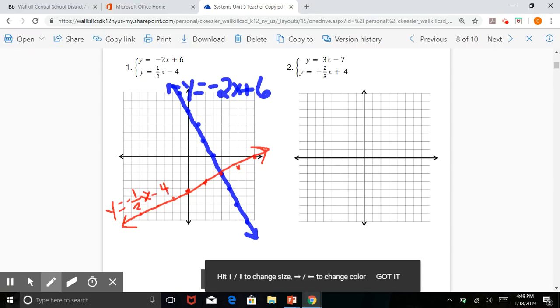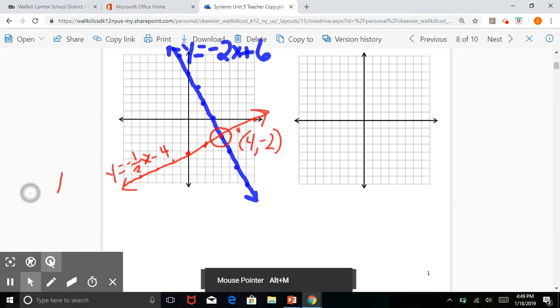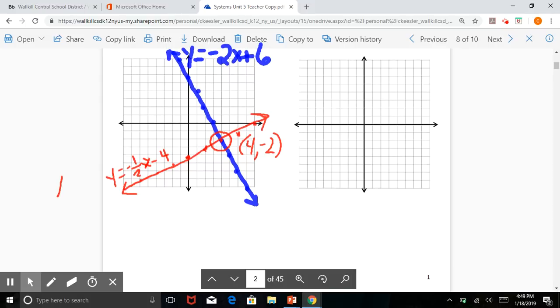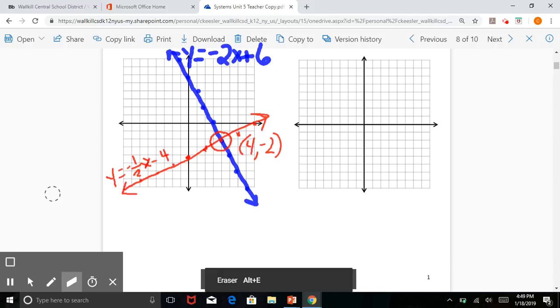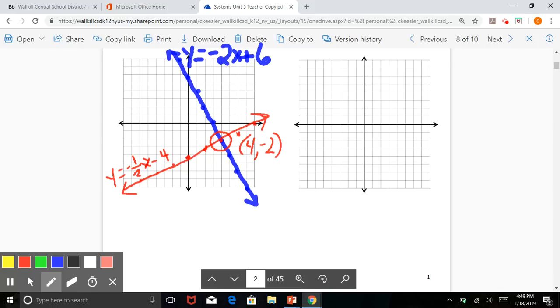And now we can see that the 2 lines cross at the point where they intersect, being (4, -2). From that, we can prove that that solution works in each equation. To prove that it works in each equation, we simply substitute it back into each equation. So 4 goes in for the x and -2 goes in for the y.